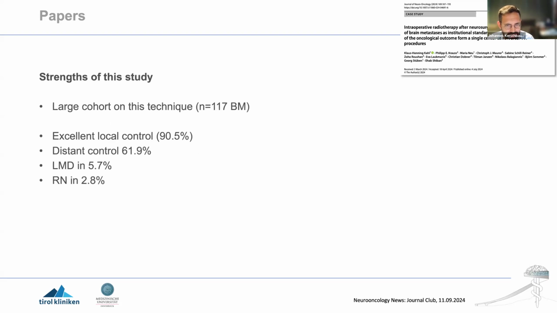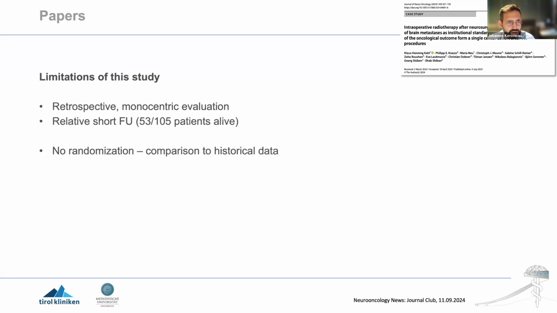So in my opinion, strengths of this study, even if it's just a descriptive analysis of their series, that we have a large cohort on this technique. It's the largest series I know with this technique, with a good local control and low rates of leptomeningeal disease and radionecrosis. Of course, as I told, it's retrospective and monocentric, and the authors themselves state that they have a relatively short follow-up, given that many cases were operated in the last 2 years. So we have a time of analysis, almost half of the patients still alive. And as reference, given that we have no randomization, they had to use their historical data, which raises bias, obviously.